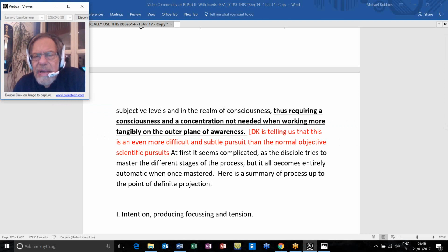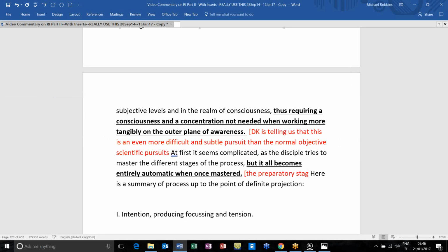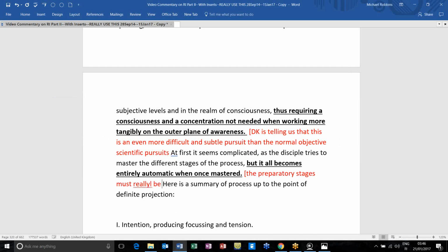At first it seems complicated as the disciple tries to master the different stages of the process, but it all becomes entirely automatic when once mastered, and upon this we will count, but we will not seek to have it become automatic until the preparatory stages have really been fulfilled. Preparatory stages must really be fulfilled before the automaticism enters. I wonder what that word is.